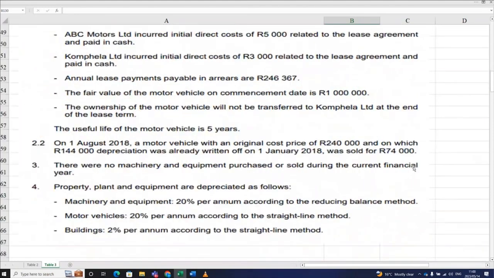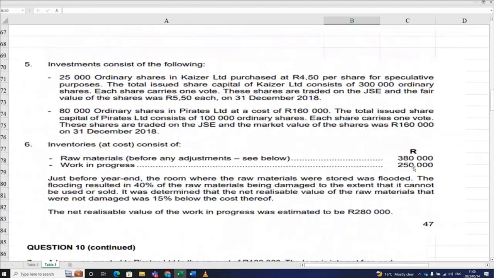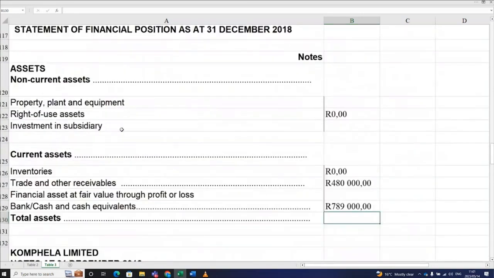Then already, with these financial assets, this one, the ordinary shares in Kaizer Chiefs, they say that these shares are traded on the JSE at the fair value of R5.50 per share, and we have 25,000 shares. So we come straight here to the financial asset at fair value through profit and loss, and we've got R5.50 multiplied by 25,000, and then boom, I've got that sorted out, done.